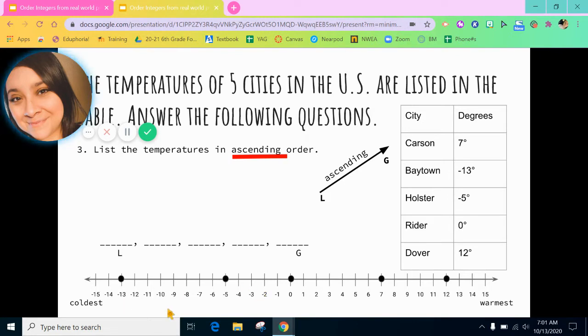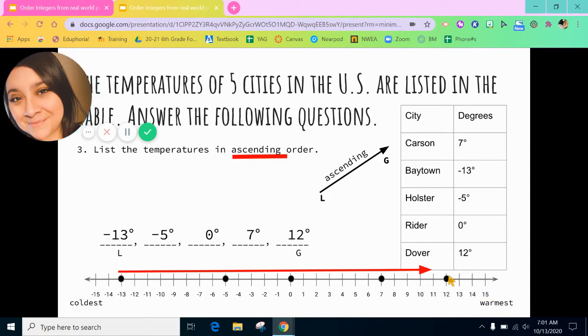When we're looking at the number line, remember that a number line does that for me. My smaller numbers are on the left side, and my bigger numbers go towards the right. So we're just going to start on the left and list them all the way to the right. So negative 13, negative 5, 0, positive 7, and 12. Those are our temperatures listed in ascending order from coldest to warmest.